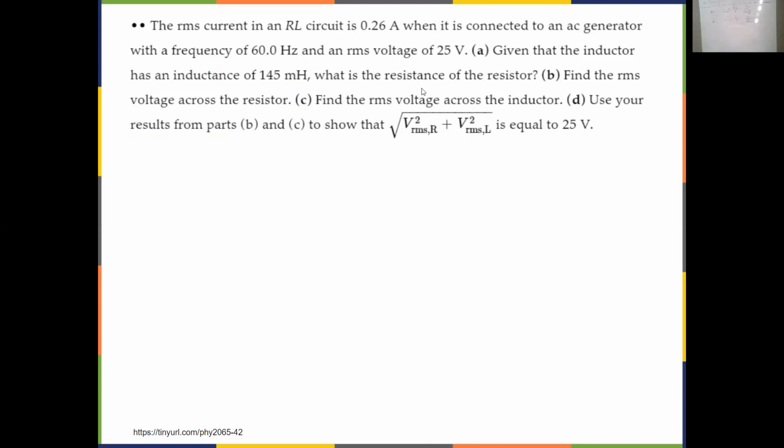You're looking for R, and then find the RMS voltage across the resistor. Find the RMS voltage across the inductor. Use your results from parts B and C to show that the RMS voltage on the resistor squared plus the RMS voltage on the inductor squared is equal to 25 squared, or the square root of that is equal to 25.